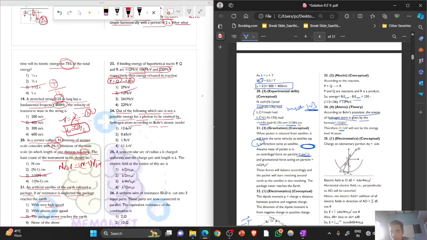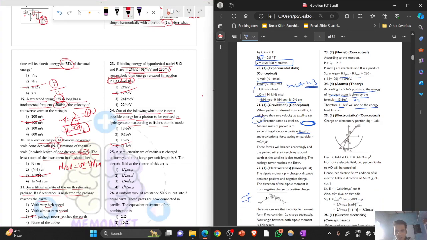Therefore, 11.1 electron will not be an energy level. You can put the values 1, 2, 3, 4, 5, and putting all the values, you get to know that from the given options, option 4 will be the energy that will not come out while excitation or de-excitation in the hydrogen atom.